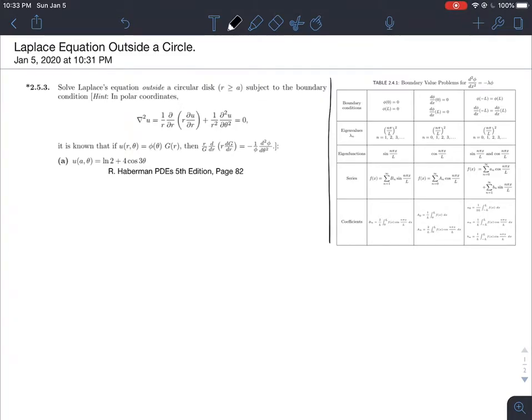In today's video, we'll be solving Laplace's equation outside a circular disk. This is the fifth video in a series about solving Laplace's equation on various types of surfaces. So let's get started by reading this type of problem.